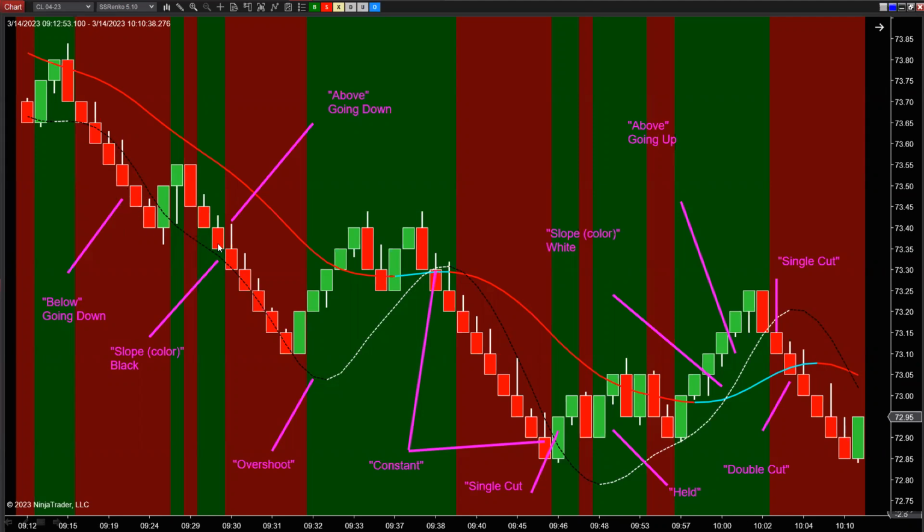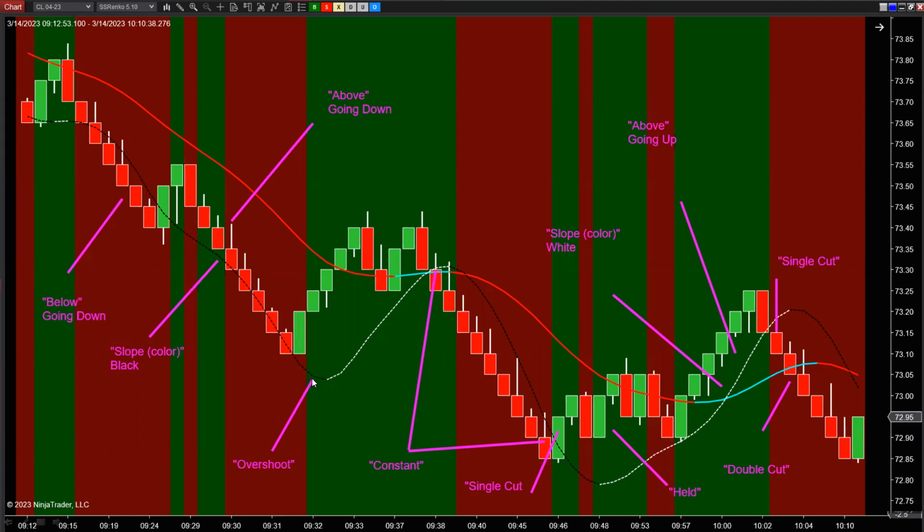This time I'm riding down the line from the inside of it. And then I cut back inside, I'm held. See how that reversal bar there doesn't even touch the smart price band 120? That's held.